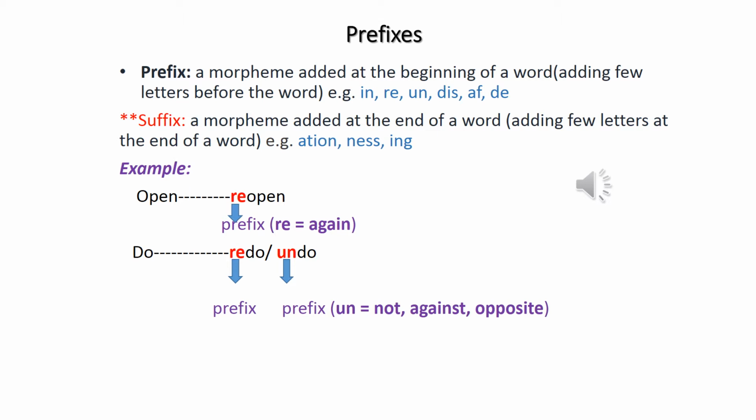A prefix is a morpheme added at the beginning of a word, adding a few letters before the word. You may ask yourself, what do you mean by a morpheme? I will tell you. A morpheme means the smallest meaningful unit in the word. What do you mean by that?